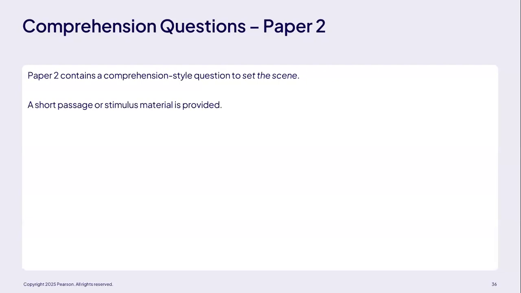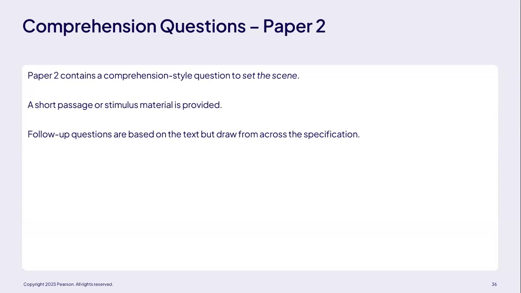Paper 2 also has a comprehension question. A comprehension style question to set the scene. So a short passage or stimulus material is provided. This is sort of paving the way for those of you that go on to A-level, international A-level, GCSE, where there is stimulus material provided in advance of the exam.